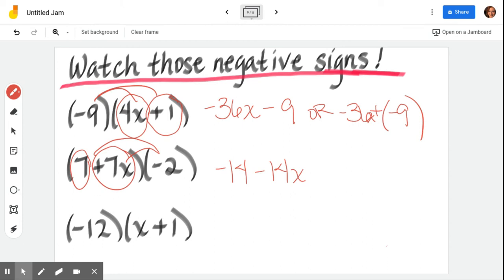If you did them in the other order, you could have -14x minus 14 or -14x plus parentheses -14. Let's do another. Inside, I've got an x and I've got a +1 or a +1. Number outside times each number inside. -12 times x is -12x. -12 times 1 is -12. Or if you put plus parentheses -12, that's okay as well.